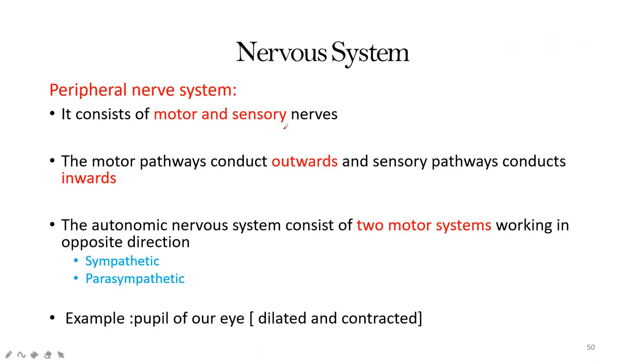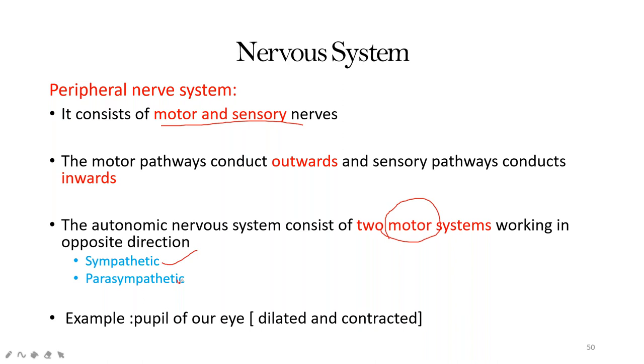And the peripheral nervous system consists of motor and sensory actions. Already we have discussed this with an example. These motor and sensory nerves come under the peripheral nervous system. They can conduct outwards or inwards along the path. It is classified again into two classifications under the motor system: sympathetic and parasympathetic. Sensory is feeling, motor is actions. So the motor system is classified into two: sympathetic and parasympathetic.